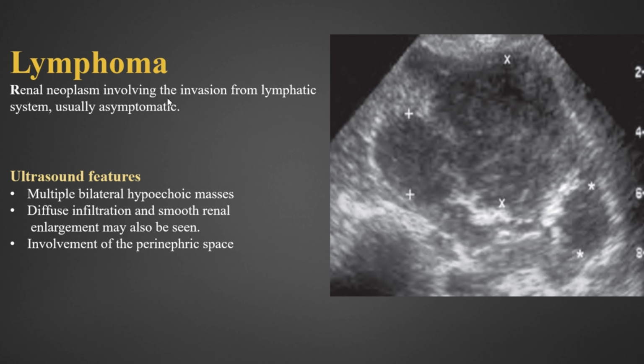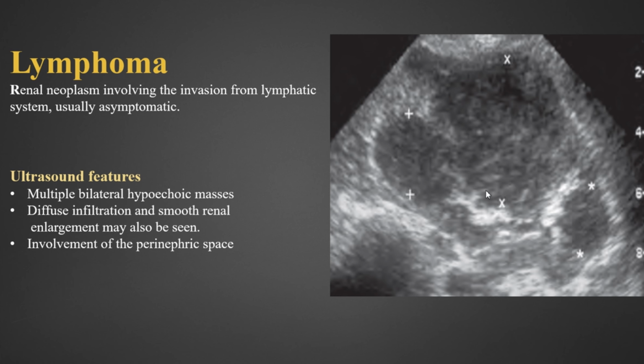And now we are going to discuss the lymphoma. Lymphoma is a renal neoplasm which involves invasion from the lymphatic system, and in most cases it is asymptomatic. On ultrasound, the lymphoma shows multiple bilateral hypoechoic masses, and it has a diffuse infiltration and smooth renal enlargement, and the involvement of the perinephric space is also seen in lymphoma.